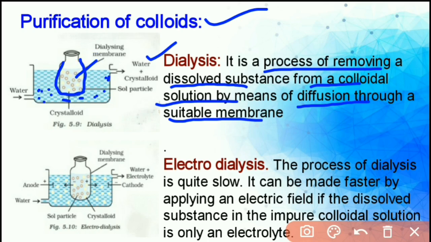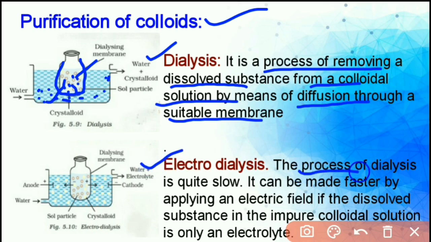Then impurities can pass through this membrane and only colloidal particles are left behind in this bag. So in this process we can purify the colloidal solution, but this process is quite slow, so we modify this process by applying electricity. Next process is electrodialysis.